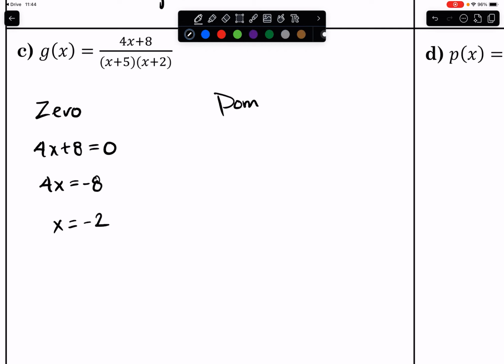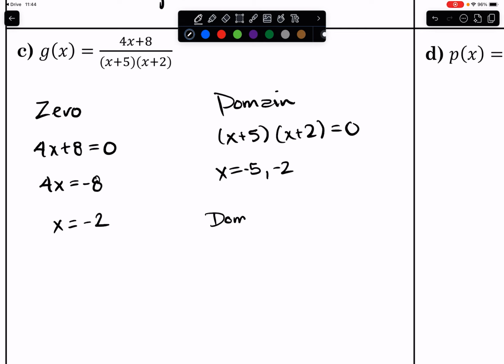Now to identify our domain, we're going to get the denominator function and set that again equal to 0. So the first one, x would have to be negative 5 to make the first factor equal to 0, and x would have to be negative 2 to make the second factor equal to 0. So our domain would exclude those values. So x cannot equal negative 5, and x cannot equal negative 2.